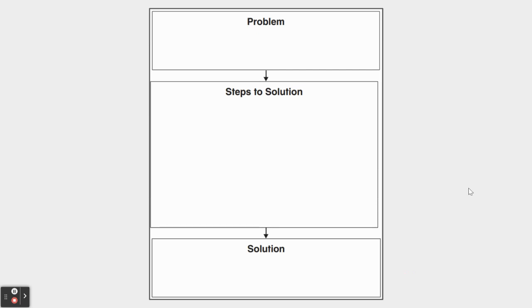Thinking about our graphic organizer, what would you say is the problem in this story? And has Miss Hines already done something to take a step towards the solution? Did she try to solve the problem? We'll talk more about that in a moment. Let's keep reading.